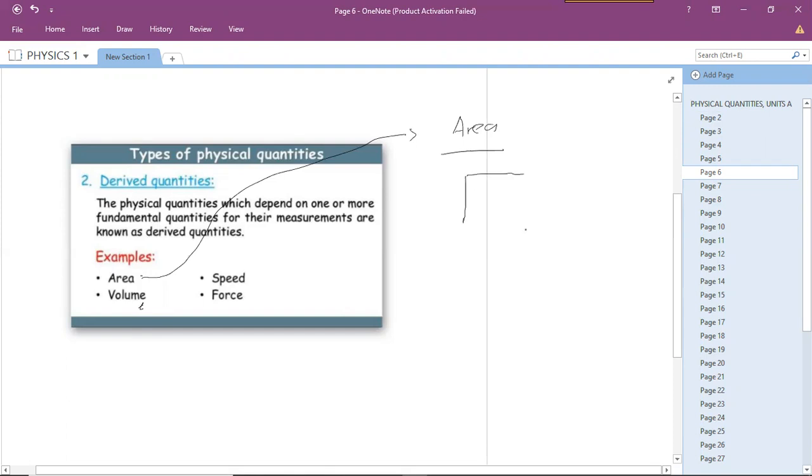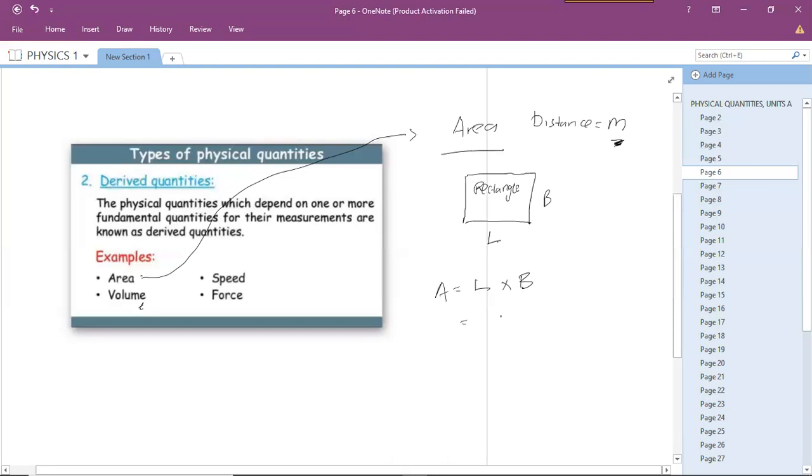Let me give an example of area. Area of, let's say, a two-dimensional figure like this. Let's say this is a rectangle. Two-dimensional figures have a length and also a breadth. So we say area is length times what? Breadth, right? Length is distance, and the SI unit is meters, right? Small letter m. Length is measured in meters because it's a distance.